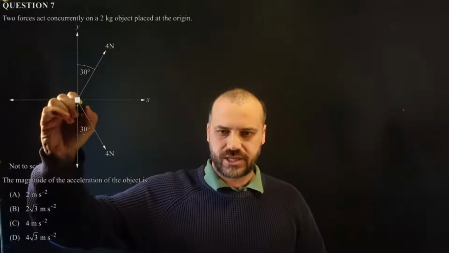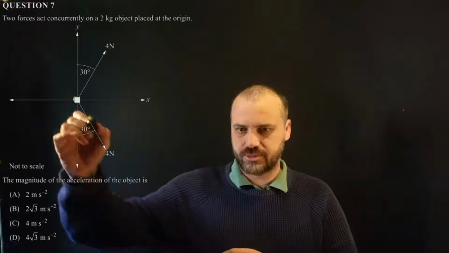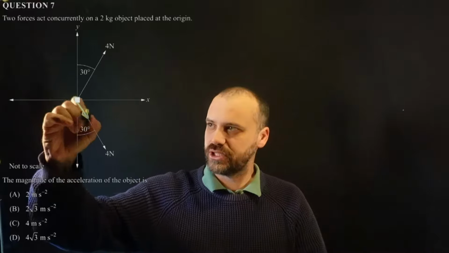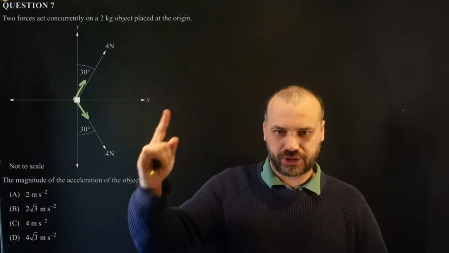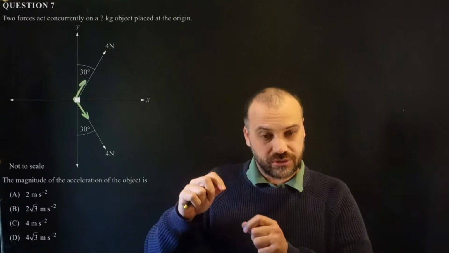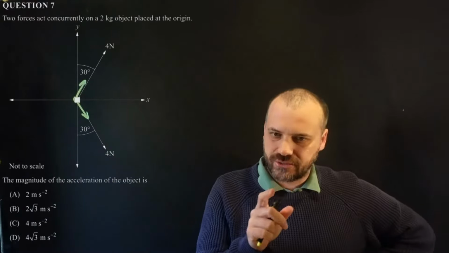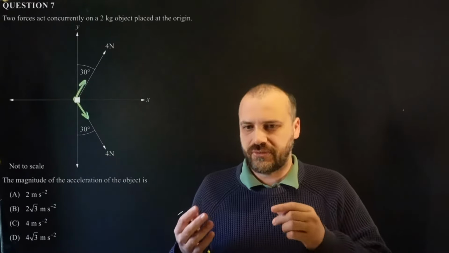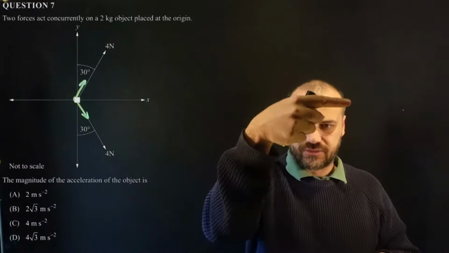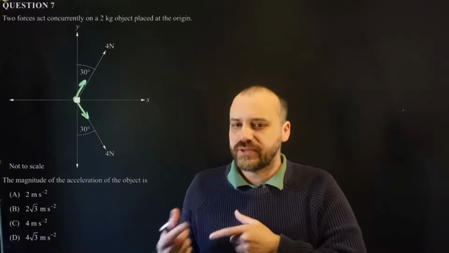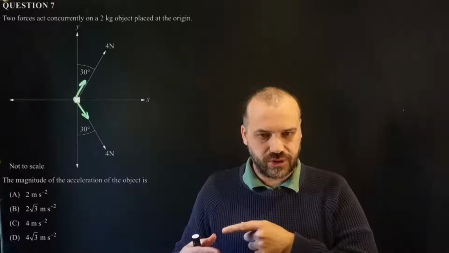So we've got an object here, right? And it's being pulled by 2 forces. It's being pulled by a force in this direction, and it's also being pulled by a force in that direction there. Now the forces are equal, 4 newtons in that direction and 4 newtons in that direction. Now what's going to happen? Well, if you were 2 friends pulling this object, it's going to move in that direction, right? The movement of this object is going to be equal to the sum of the forces on the object.